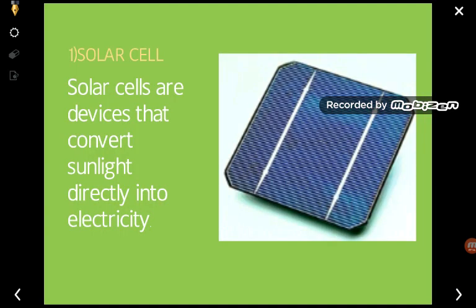So this is a solar cell. Solar cells are devices that convert sunlight directly into electricity. So you can say that this is the cell, and a module consists of more than 40 of these cells. The main function of this cell is that it converts sunlight energy directly into electricity. सनलाइट एनर्जी को डायरेक्टली इलेक्ट्रिसिटी में कन्वर्ट किया जाता है.